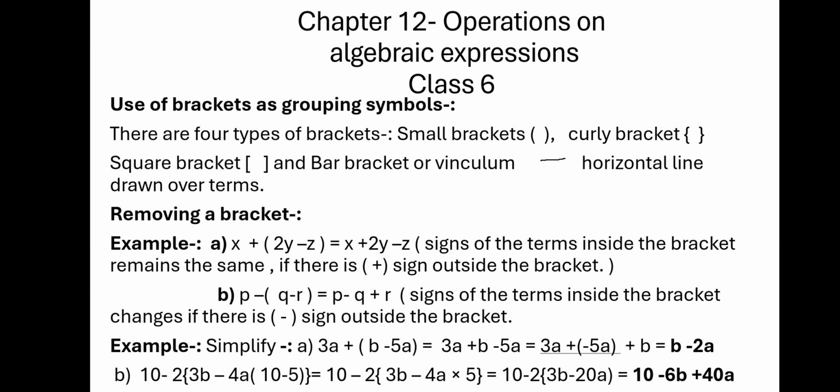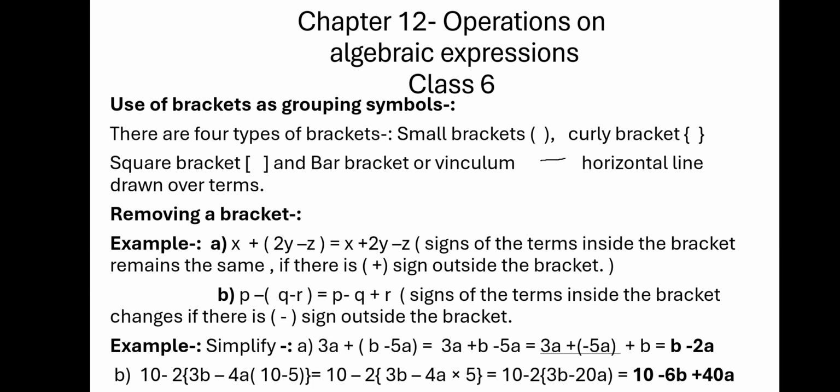Question b: p minus (q minus r). Now here there is a negative sign outside the bracket. So how do we simplify this? p minus q, and the negative becomes positive, so p minus q plus r. So the signs of the terms inside the bracket change if there is a negative sign outside the bracket.